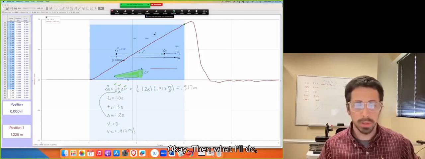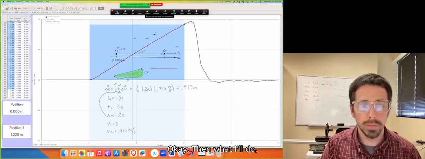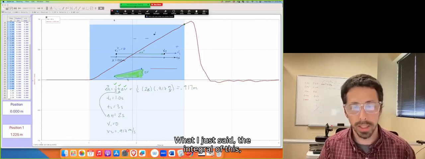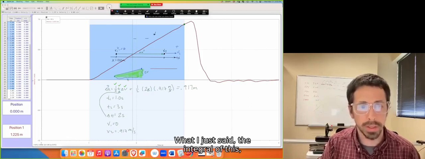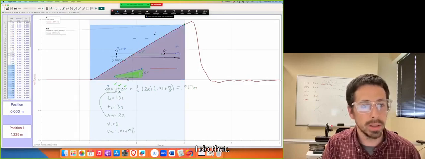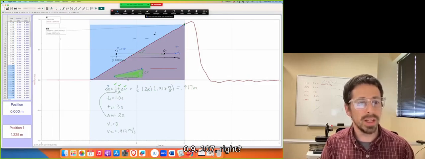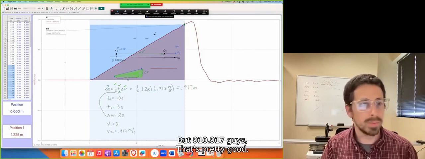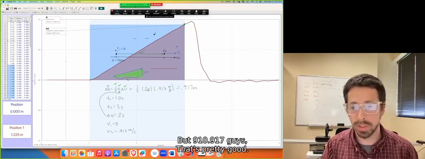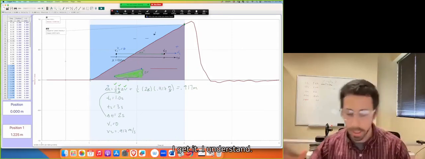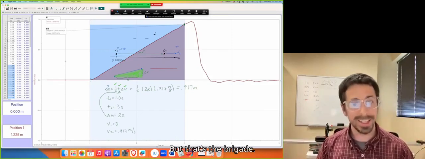Okay. So then, what I'll do? Well, there's 2 things I can do. One, I just said the integral of this, the area of this, should get me the area, or the displacement. So I do that. Ooh, 0.9107, right? That's not too bad. 0.910, 0.917. Guys, that's pretty good, right? It's not exact. I get it. I understand. But that's still pretty good.